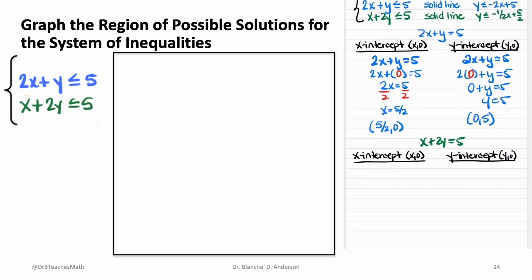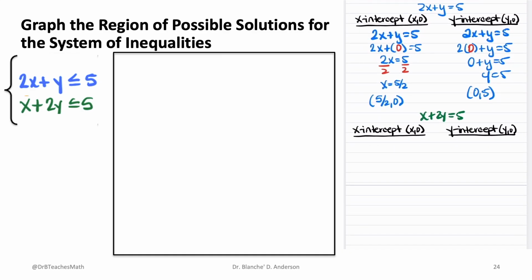So now let's find our points for this second line. Again, we have x plus 2y equals 5. On this side, we need the y to be 0. So then we end up with x plus 0 equals 5. So x equals 5. That's the x-intercept for that equation.